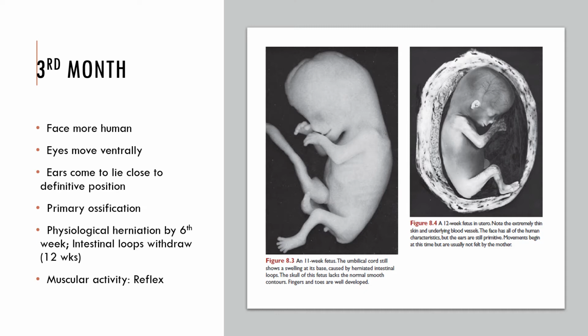During the 6th week, the intestinal loop will cause a large swelling or herniation in the umbilical cord. Now, this is a physiological herniation; it's normal. But by the 12th week, the intestinal loop should withdraw into the abdominal cavity. At the end of the 3rd month, reflex activity can be seen in aborted fetuses, indicating that there is already muscular activity by this time.